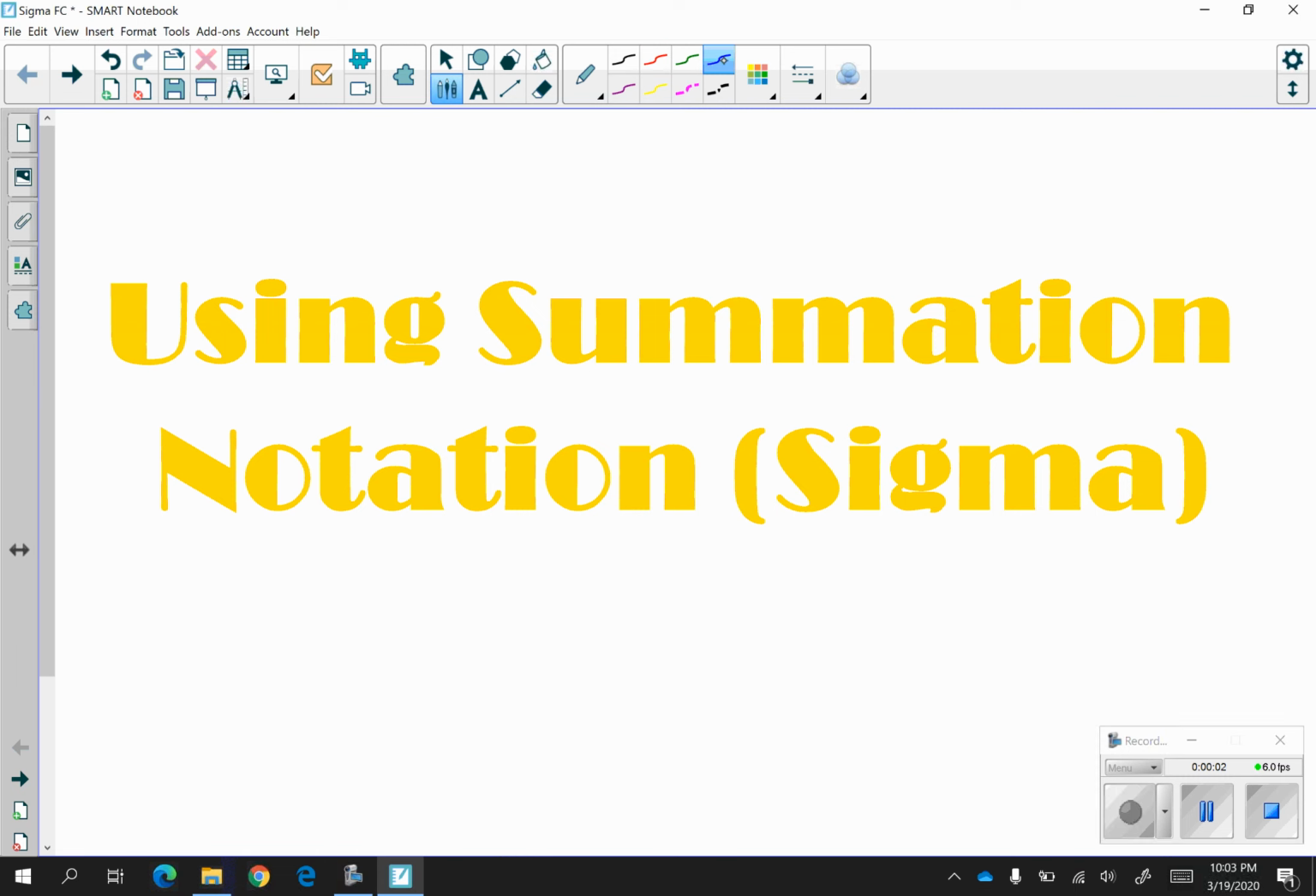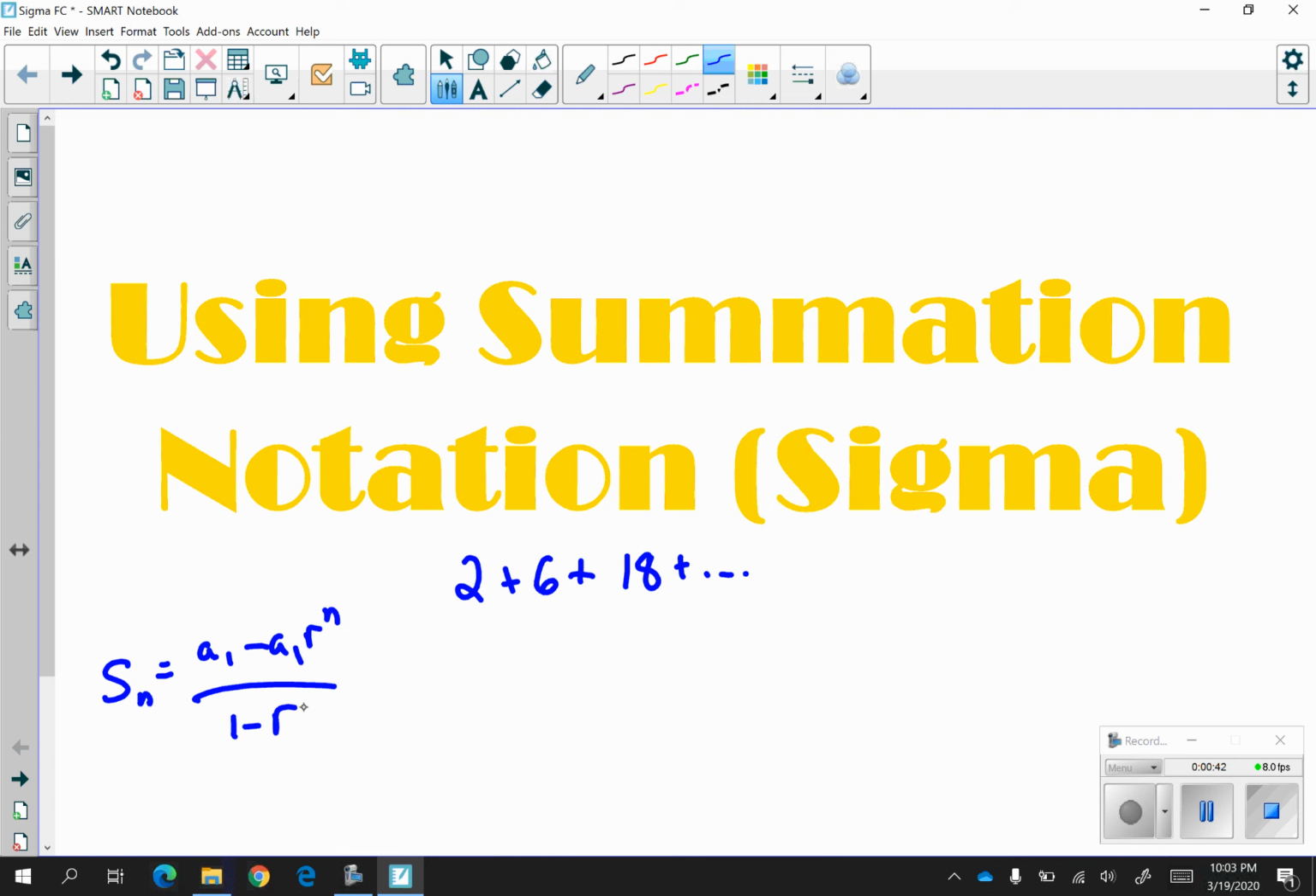Welcome to using summation notation, sigma. So right now, we know that if we have a series 2 plus 6 plus 18 and so on, I'm multiplying by 3 each time. We know that we can find the sum of this using the formula S sub n equals a sub 1 times (1 minus r to the n) over 1 minus r.